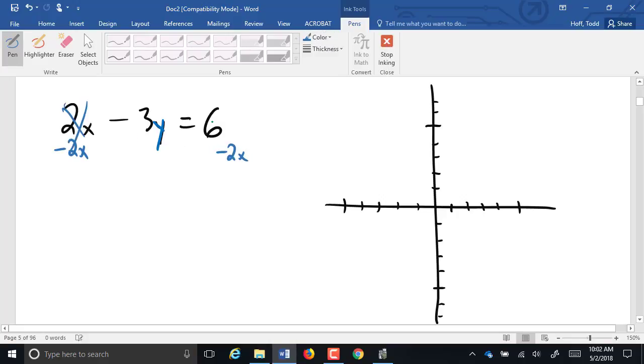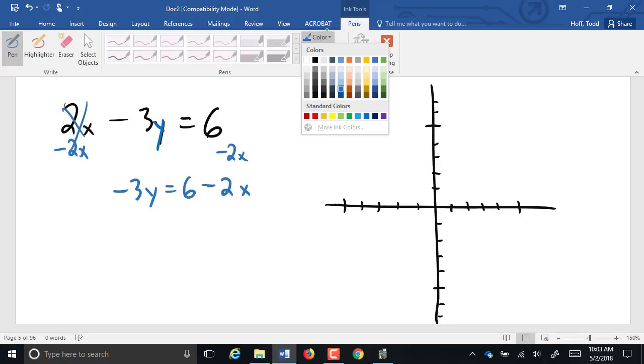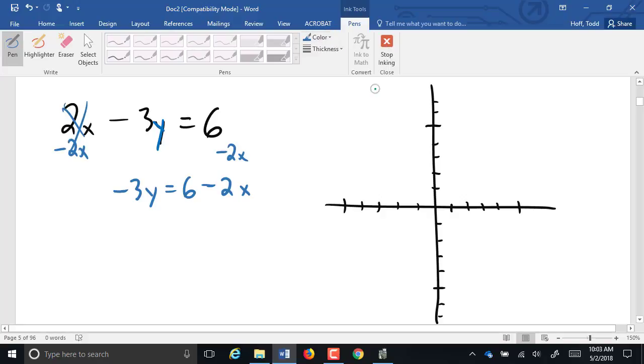Subtracting 2x from the other side, there are no other x's to subtract from. So this becomes just negative 3y equals 6 minus 2x. We just have to leave it 6 minus 2x. Then we divide. It's negative 3 times y, so we have to divide by a negative 3. That's gone, leaving y equals 6 divided by negative 3, which is negative 2. Negative 2x divided by negative 3: negative divided by negative is positive, 2 divided by 3 is 2 over 3, and then we have the x.